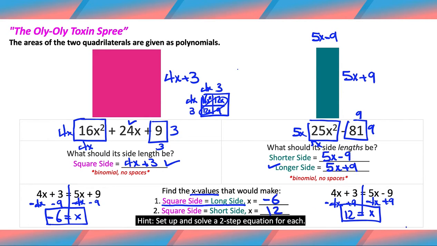And that's it. That's all we got, friends. So you need to find the length of each side of each quadrilateral. Set the square side equal to the long side. One step, two step. Set the square side equal to the short side. One step, two step, and that's all we have.